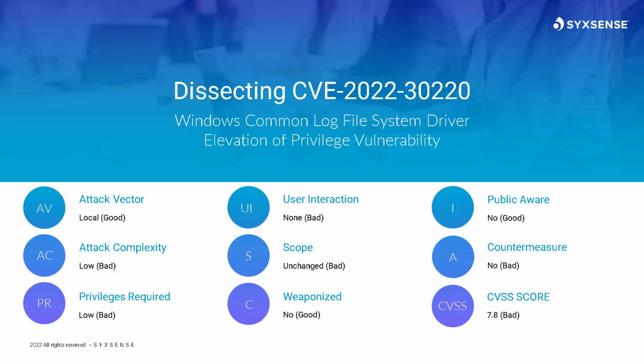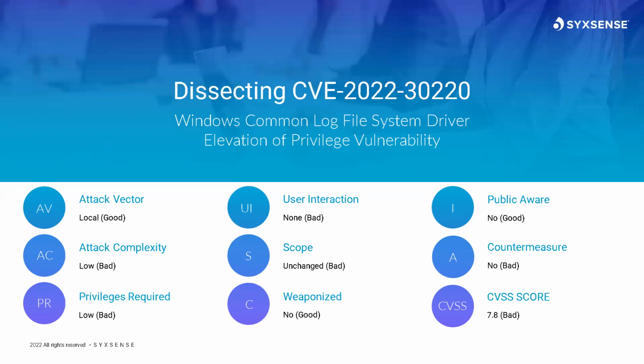Finally, we're going to look at CVE-2022-30220, and this is a Windows Common Log File System driver elevation of privilege vulnerability. Now, also, if the attacker successfully exploits this vulnerability, they could gain system privileges. And the note on the vulnerability from Microsoft is that the Microsoft Threat Intelligence team is suggesting that this is more likely to be used in an attack.